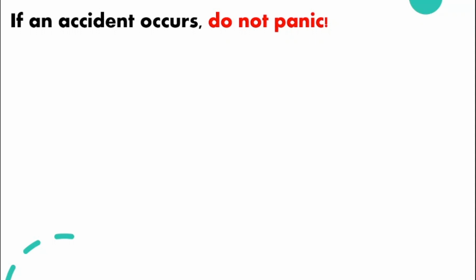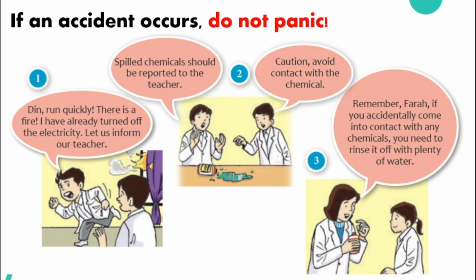If an accident happens, what should you do? First, do not panic, and you need to always inform your teacher. So in this first situation, if there is fire, make sure you turn off all the electricity and leave, and then inform your teacher. If there is a spill of chemical, do not try to touch it, do not try to clean it with your own hands or even tissue paper. Tell the teacher first, report to the teacher. Different types of chemicals, when they spill, there are different ways to deal with them.